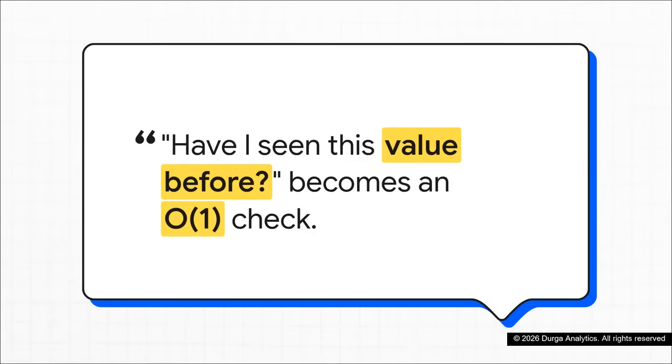The massive engineering mindset shift here is realizing that the question, "Have I seen this value before?" instantly becomes an O(1) check. By instantly checking for a value's complement, you are demonstrating to interviewers that you know exactly how to deliberately eliminate nested loops and slash complexity. Recognizing when to deploy a hash table is absolutely a defining characteristic of a top-tier engineer.